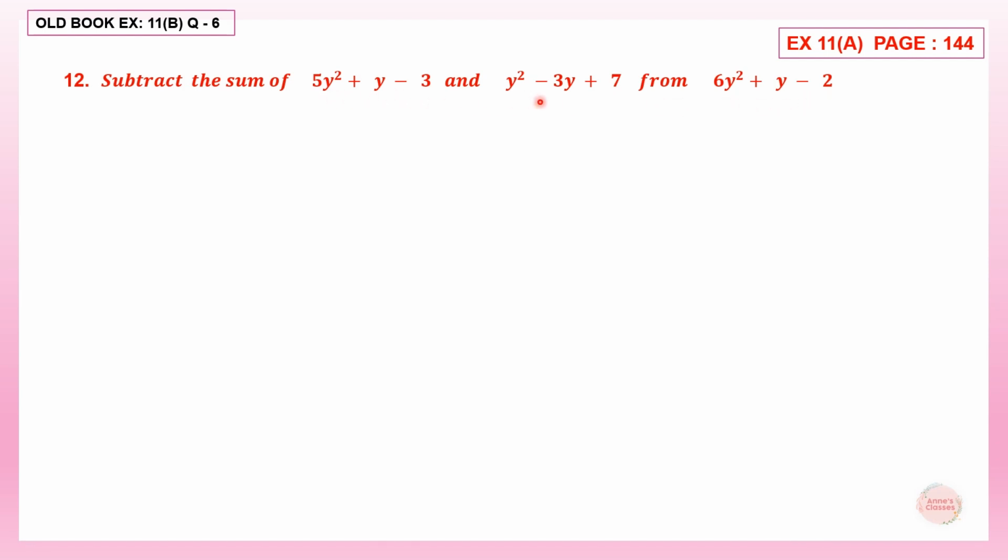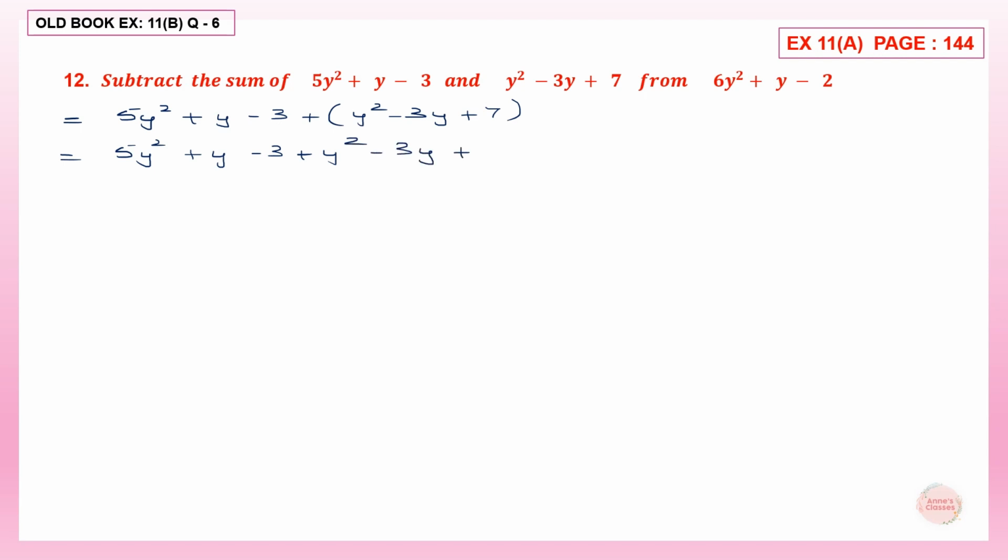So first let's add up these two. So when you add, you can put the numbers in any order. So let's put 5y square plus y minus 3 and adding the next one, that is y square minus 3y plus 7. When you remove brackets, let's see what we get. Plus y minus 3. So before you remove brackets, you look at the sign before that. It's plus, so nothing changes. Everything remains the same. So that becomes plus y square minus 3y plus 7. No change.